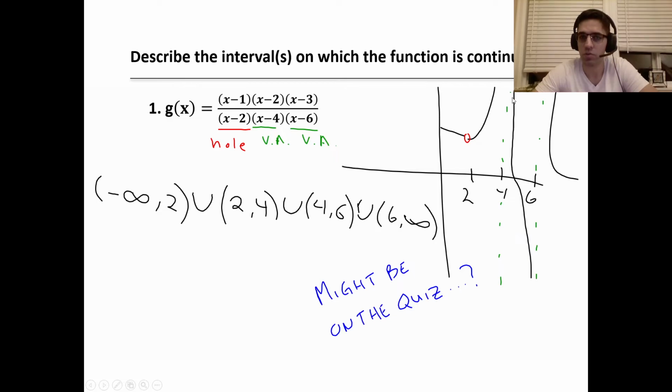And so we can do a really quick sketch of this graph. We know the behavior at 2, 4, and 6: a hole, and then 2 vertical asymptotes. And we can kind of guess what the rest of it looks like from there. But being able to recognize the difference between a hole and a vertical asymptote in a function like this is going to be a useful skill for us later on down the road.